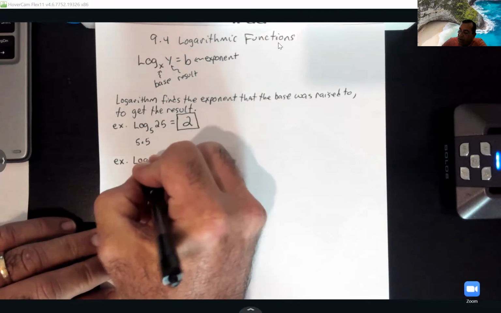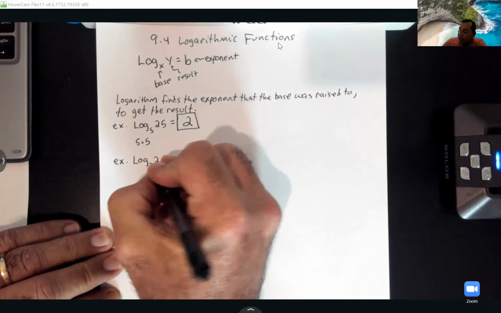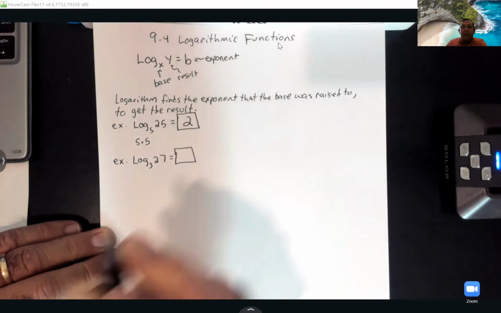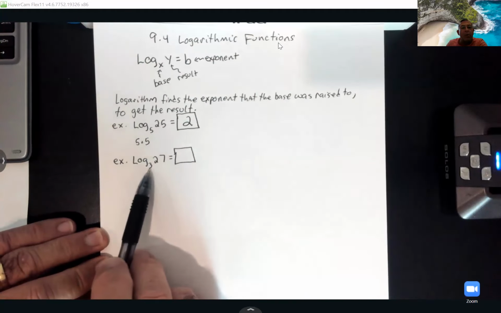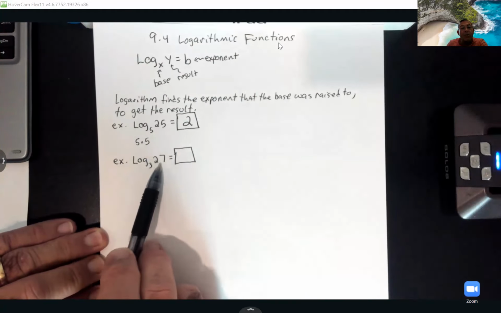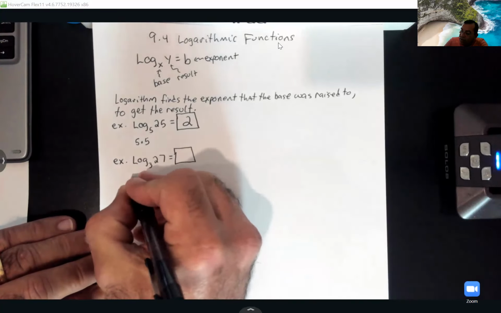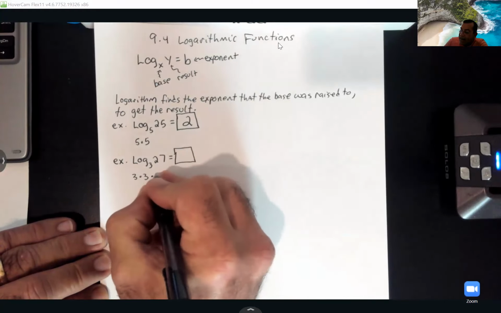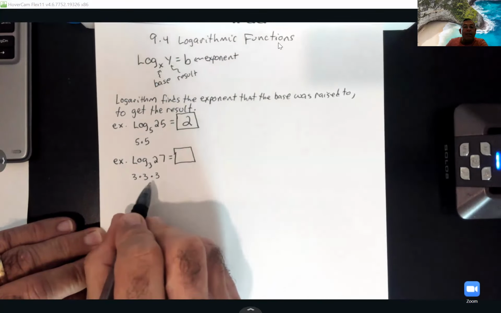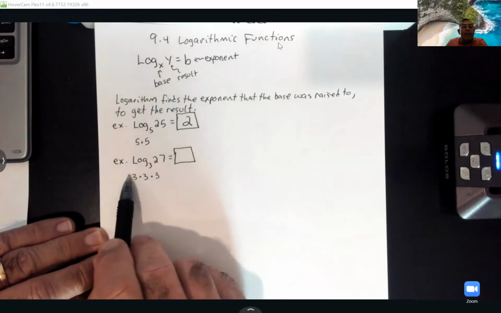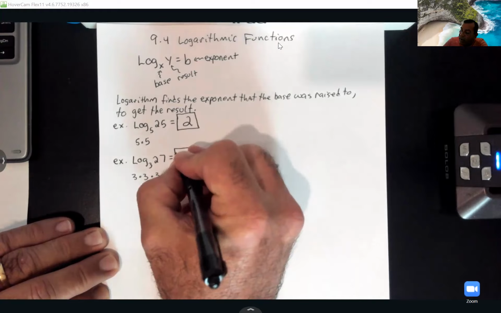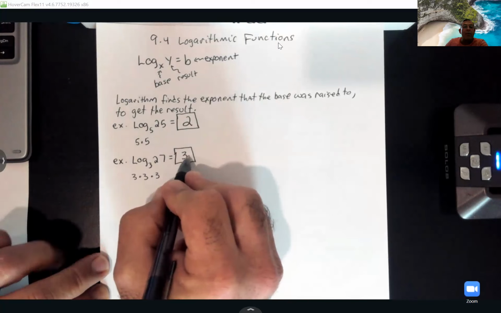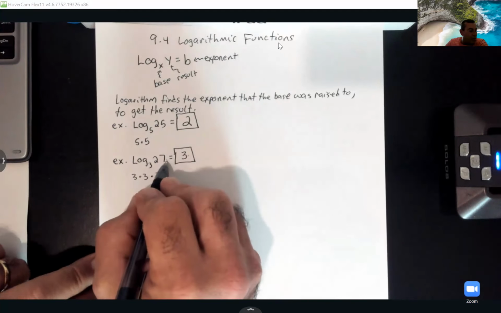Okay, you also remember we're finding exponents with these. So if I had a log base 3 of 27, I'm looking for what exponent would I raise 3 to get 27. Well, if you started with a 3, 3 times 3 would be 9. 9 times 3 is 27. So since I did that 3 times, my exponent would be a 3. So 3 to the third power equals that result of a 27.